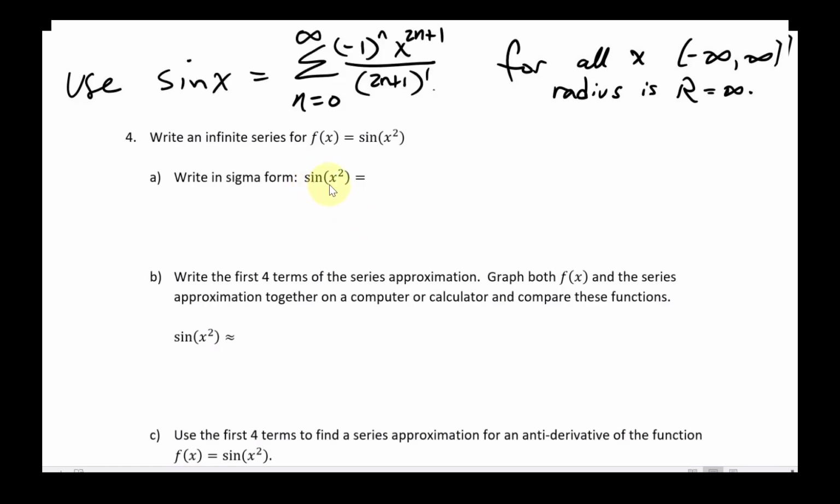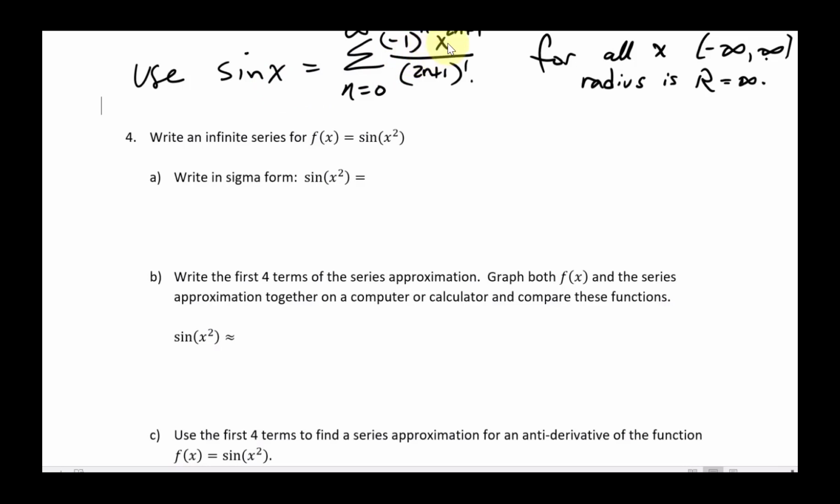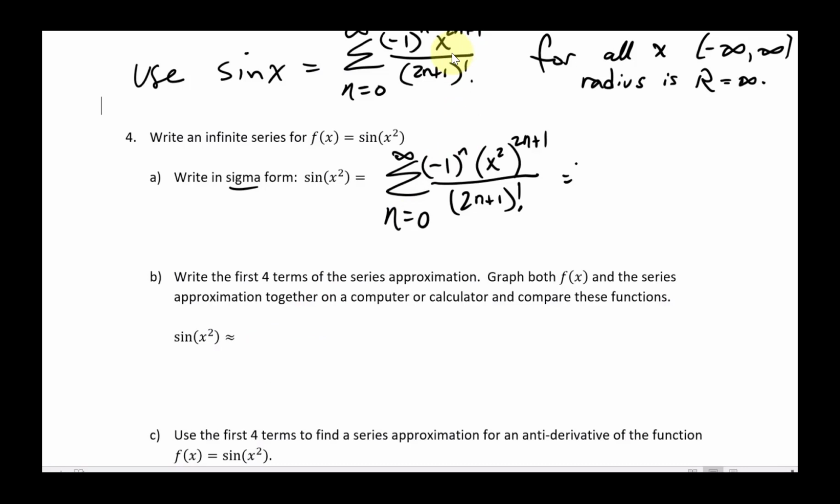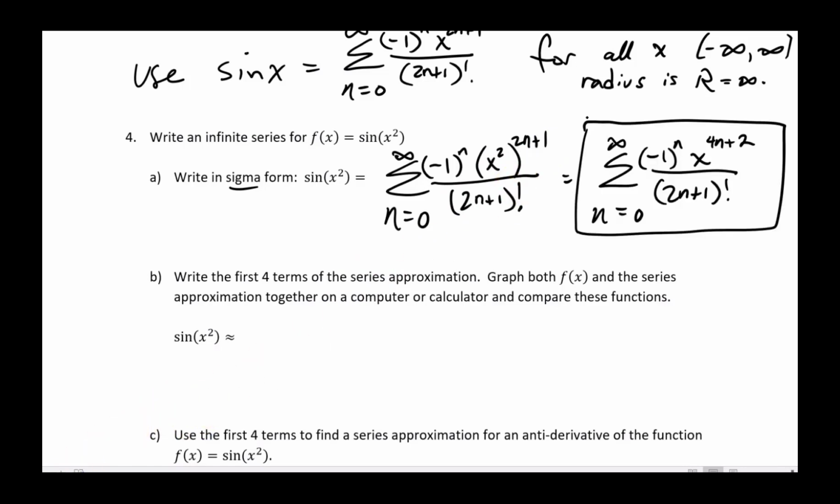So if we're going to do sine of x squared, it's just amazing how what we're saying is this is true for any value of x. And that's even if that x was equal to some quantity like x squared. If x squared was the x, you just replace x squared in for x. It's amazing, right, that works. So all I did was replace the x with x squared, and that was it. Now I'm going to simplify this, so I'm just going to multiply 2 times 2n plus 1. That's going to give me 4n plus 2. Everything else stays the same. Alright, so that answers part A.